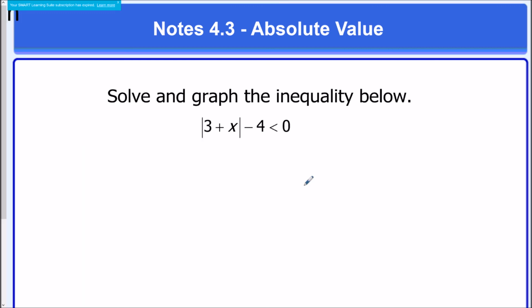Okay, last question that we're going to take a look at is this one right here. Solve and graph the inequality below. So it says that the absolute value of 3 plus x minus 4 is less than 0.